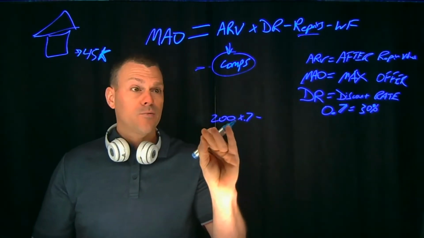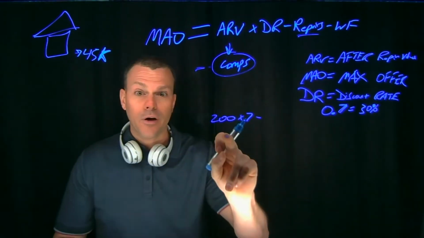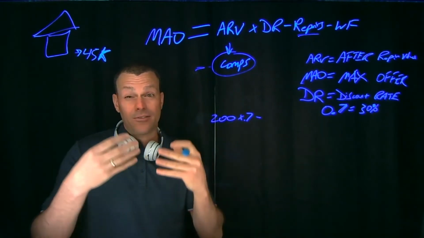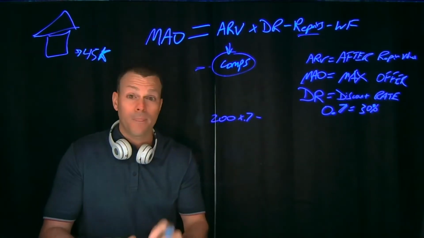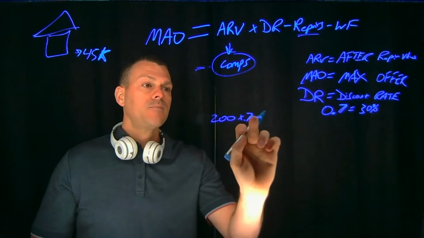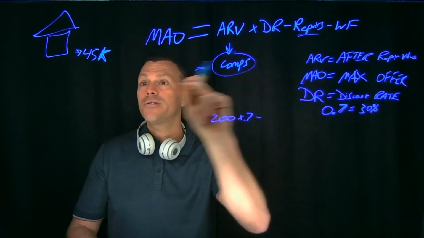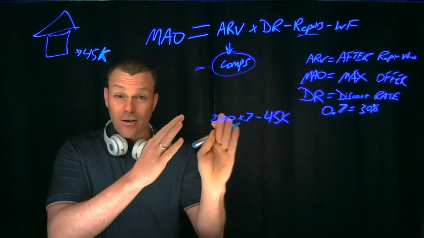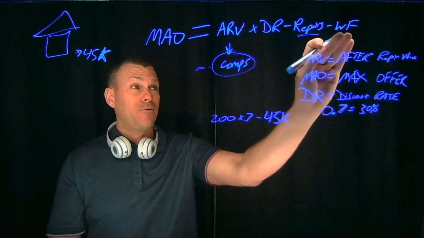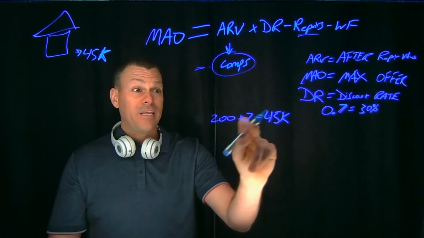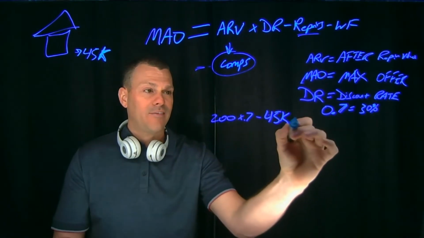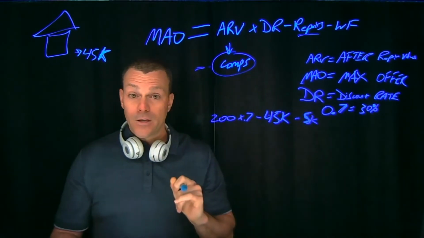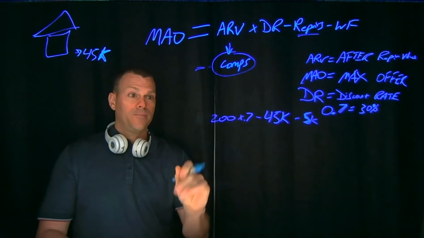Well, what we're going to do is say, okay, the ARV is 200. The discount rate in a perfect world is 0.7, but you may have to go a little higher in a competitive market. But we're going to use 0.7, minus our repairs, which is minus $45K. And if we're trying to wholesale this property, we probably don't need to add a fee at 0.7. But even if we did and we wanted to wholesale, let's just say 5K. So let's run this equation.